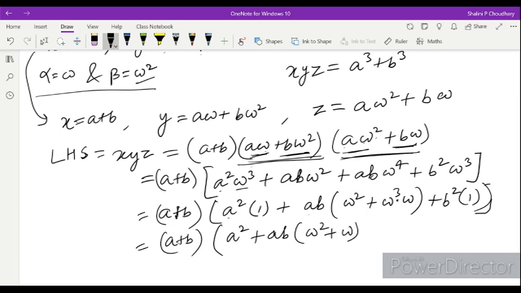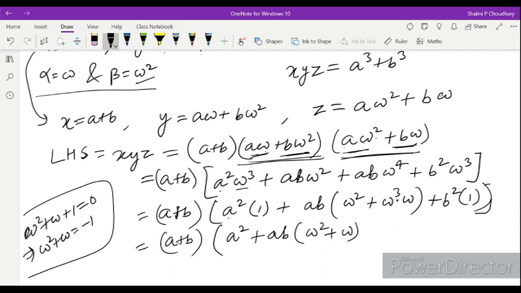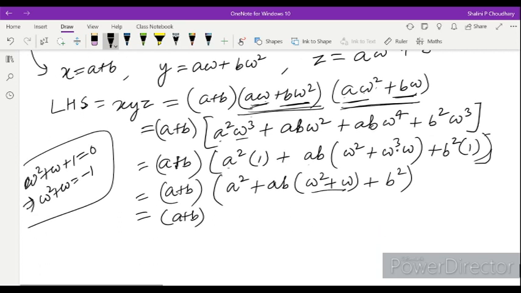And as we know that omega square plus omega plus 1 is equal to 0, it means omega square plus omega will be equal to minus 1. So for this value we'll write minus 1, and plus B square. So what we'll do now, we'll write here A plus B into A square minus 1 into AB will be equal to minus AB, and plus B square.